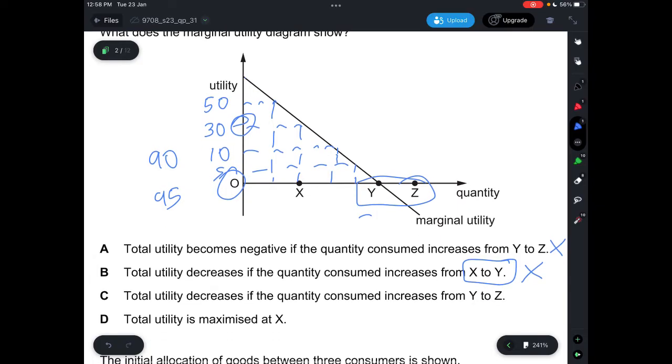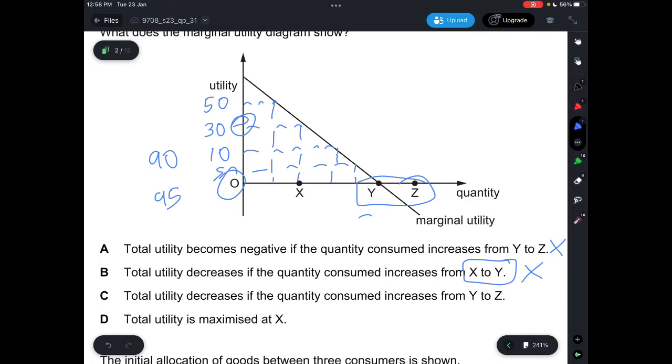If you look at C, it says total utility decreases if the quantity consumed increases from y to z. Okay, so this would be correct because like what I mentioned, total utility decreases if the quantity consumed increases from y to z because the marginal utility will now become a negative number. So the maximum total utility would have to be at point y, because your marginal utility at that point would be 0.